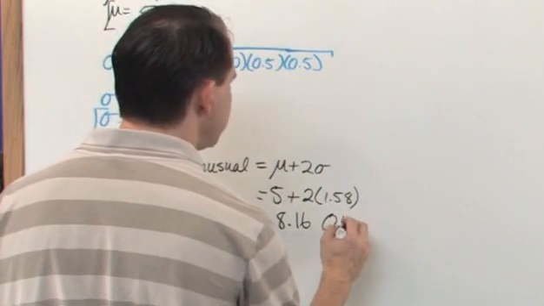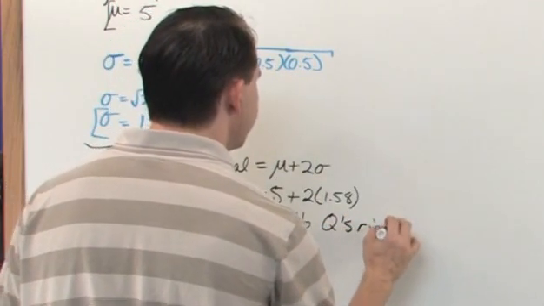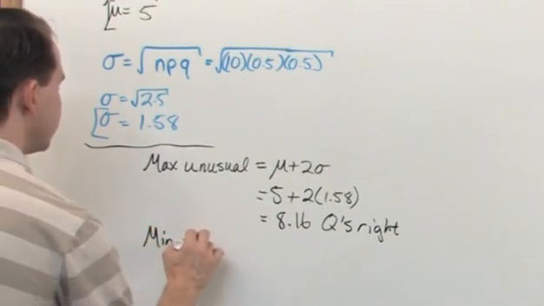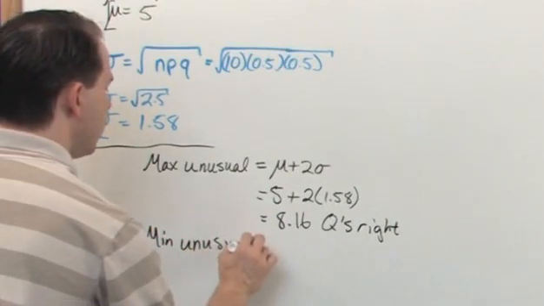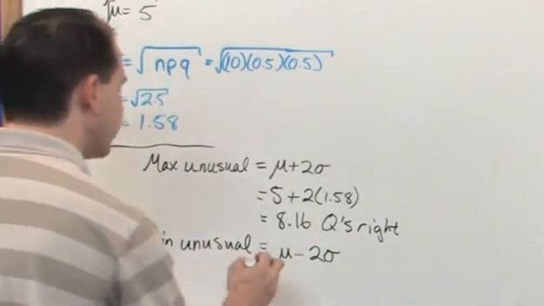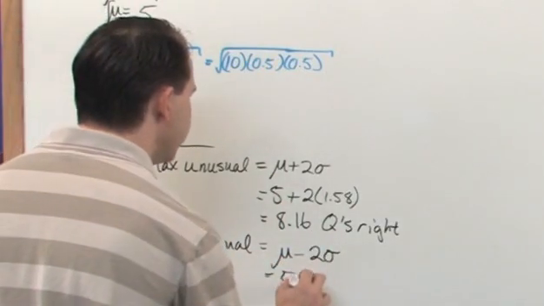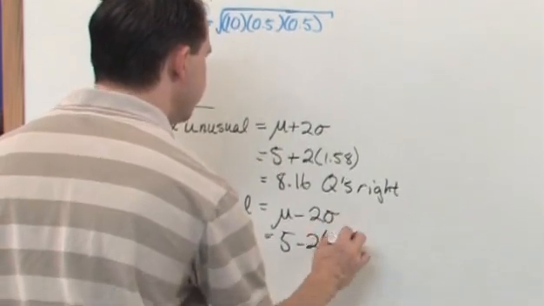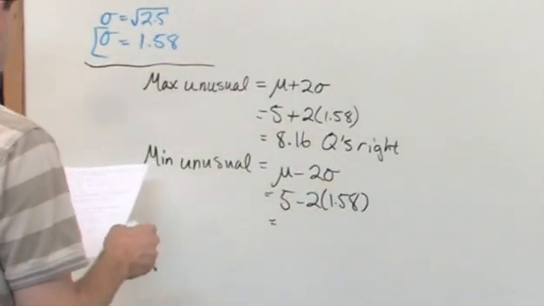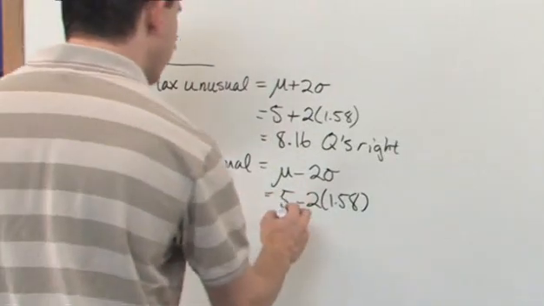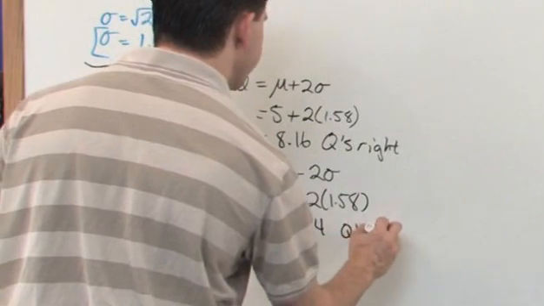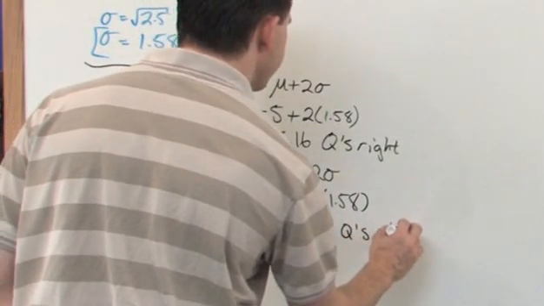Okay, right. So before we actually answer the question, let's go ahead and calculate the minimum unusual. That's going to be the mean minus 2 sigma, because again I said it's plus or minus 2 sigma. So it's 5 minus 2 times 1.58. And when you do this math, 2 times 1.58, 5 minus that, then what you're going to get is 1.84 questions right. What do all these numbers mean?